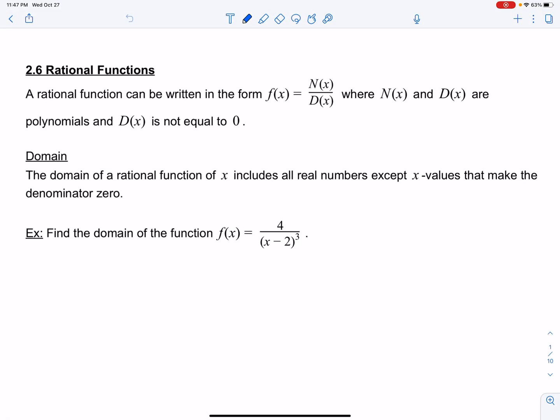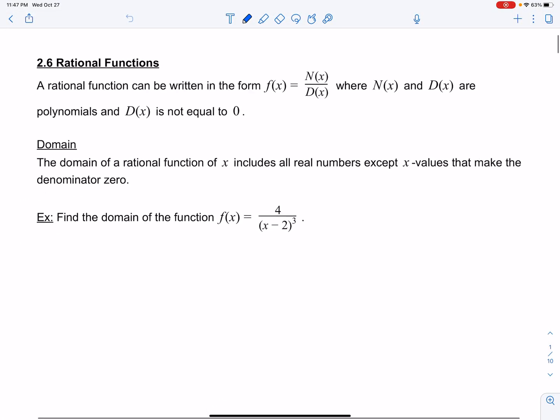So we're going to start looking at rational functions. A rational function is a function that can be written in the form f of x equals a numerator function over a denominator function, where those functions are polynomials and the denominator is not equal to 0. So to find the domain of rational functions, it's going to be all real numbers except for the x values that make the denominator function equal to 0.